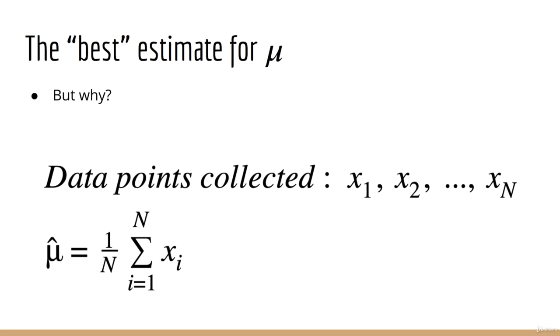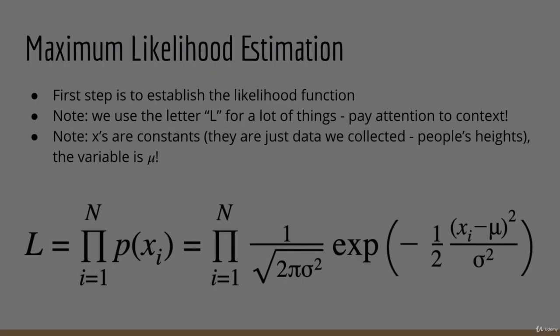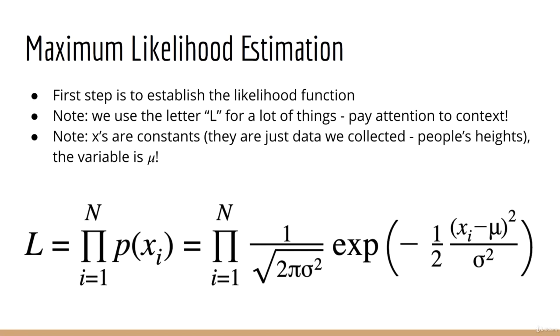We know intuitively that the best way to estimate mu, let's call that mu hat, is the sample mean of all the heights we have measured. The question is, why is this so? Here's how we solve this problem. There is actually a method to find this mu hat. This method is called maximum likelihood estimation, as I mentioned earlier. So what are the steps?